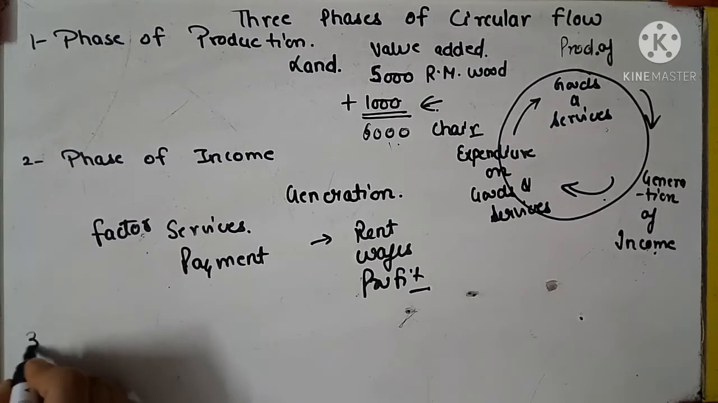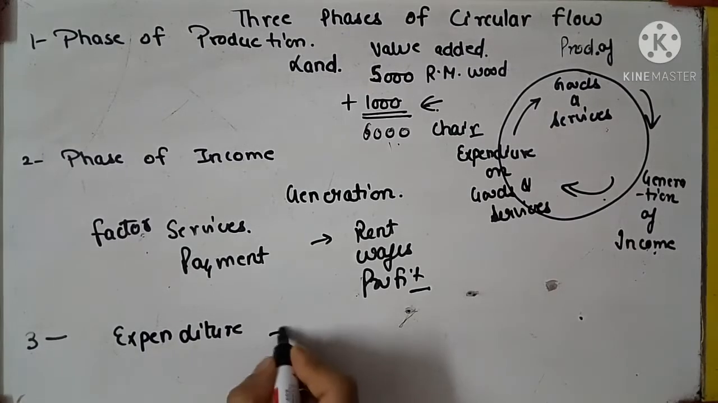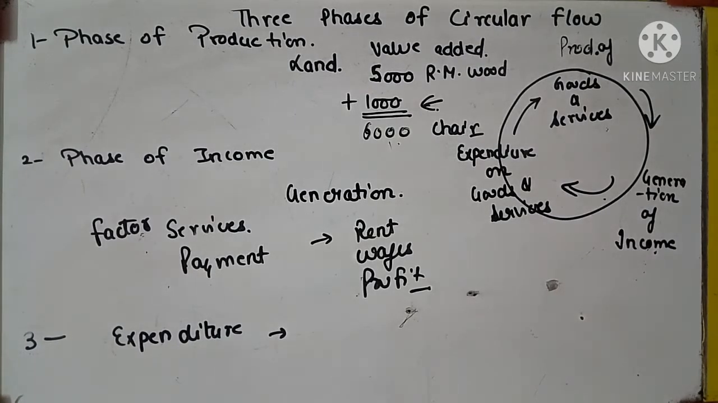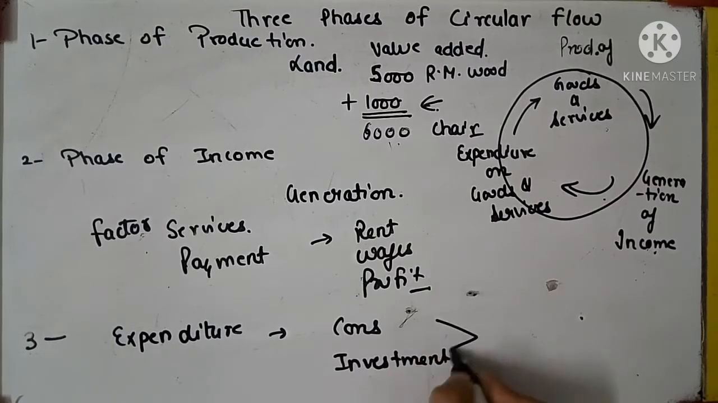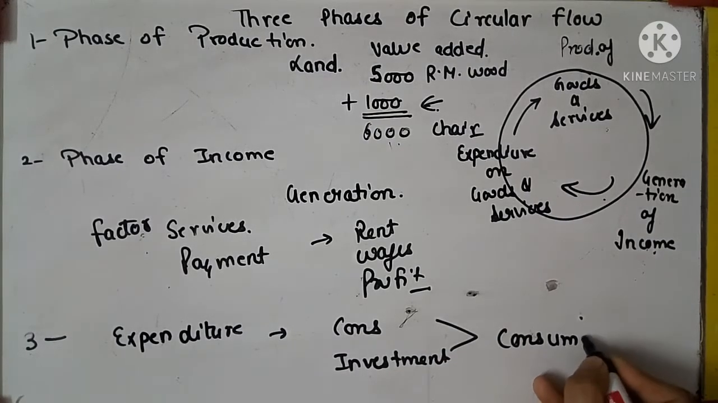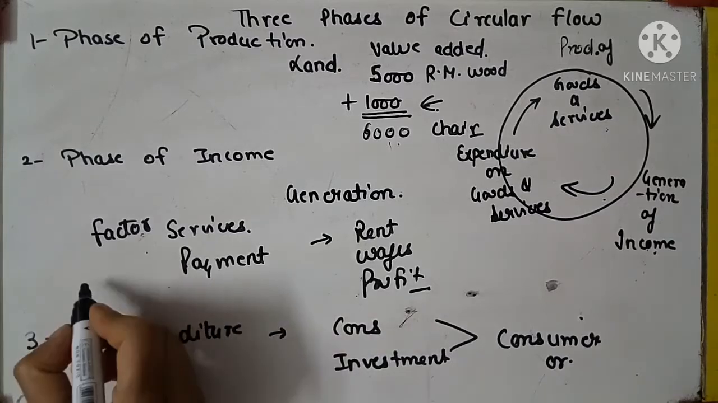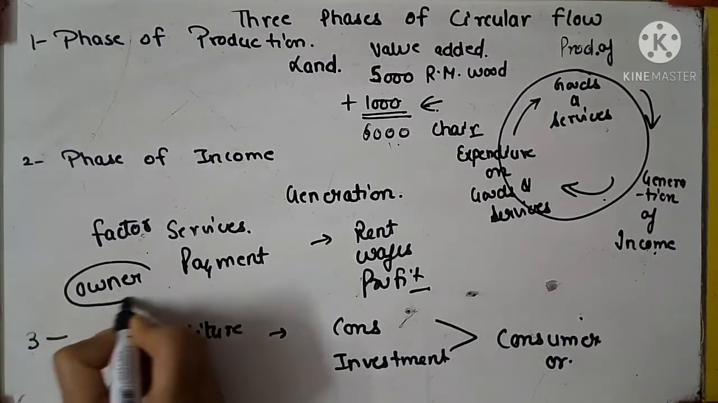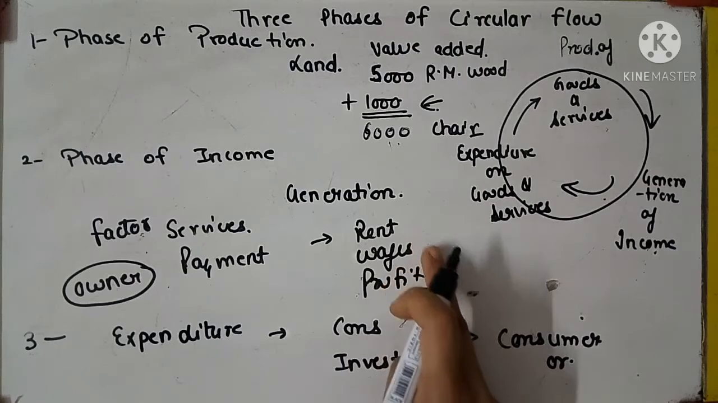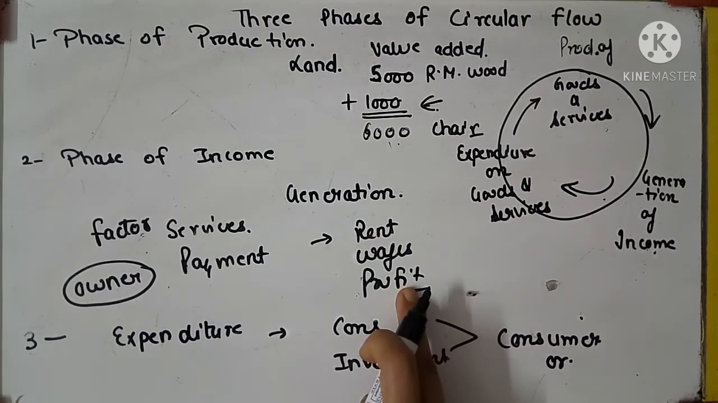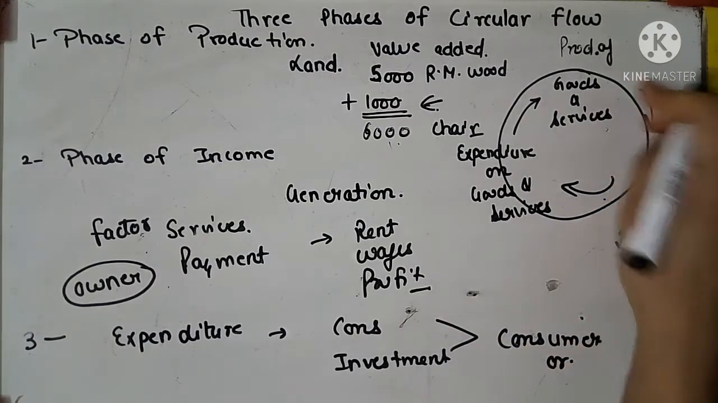Now the third phase is the phase of expenditure. Who spends money? Means who consumes goods, whether it is consumption expenditure or investment expenditure. Both of these expenditures are done by the consumer or household. In this case, who receives the payment? The owner of the factors of production. And who is the owner of the factors of production? The household or consumer. They receive money in the form of rent, wages, profit, and with this income they buy goods and services that are produced by the producer in the first stage.